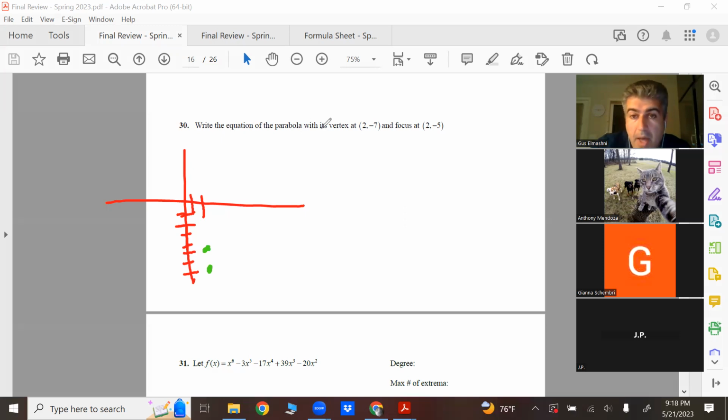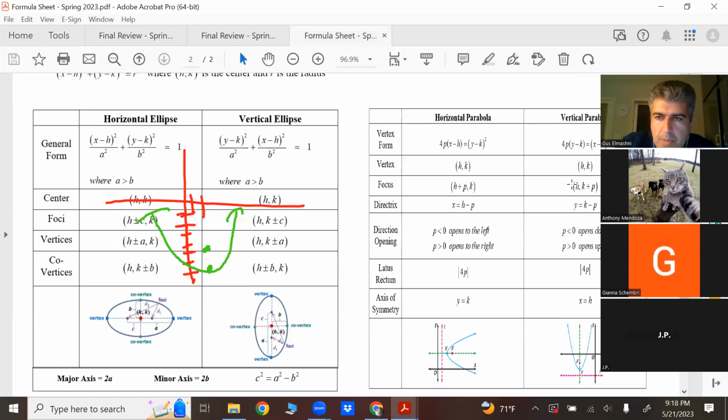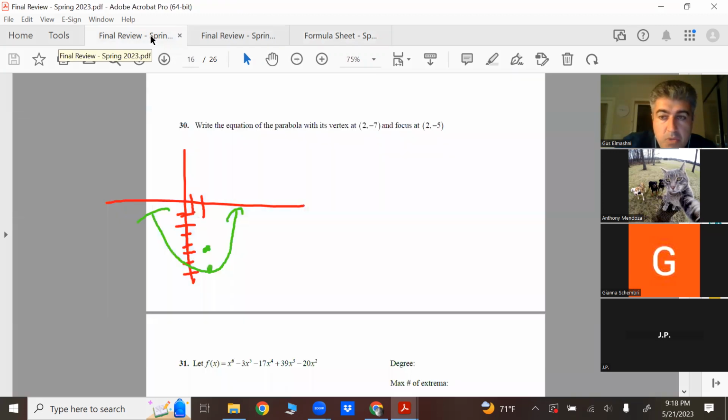So it's going to open up because the focus is always inside the parabola. So it's going to open like this. It's not going to be a super accurate sketch, but I know it's going to be a vertical parabola. So now I go to my formula sheet. It's a vertical parabola opening up, and that's the form 4p(y - k) = (x - h)^2. And p is simply the distance from the vertex to the focus. So in this case, my p value is just going to be 2, right? P is 2. And again, the formula says 4p.